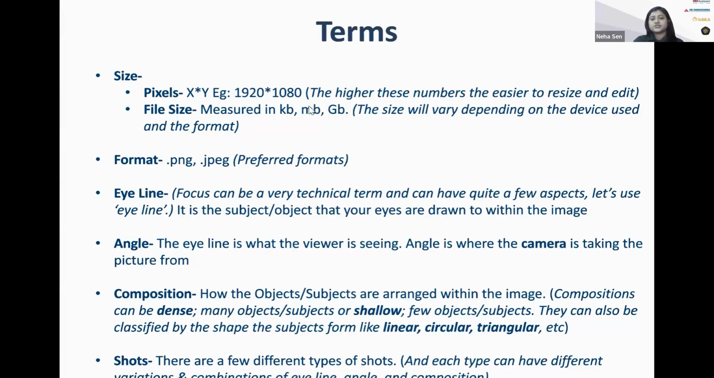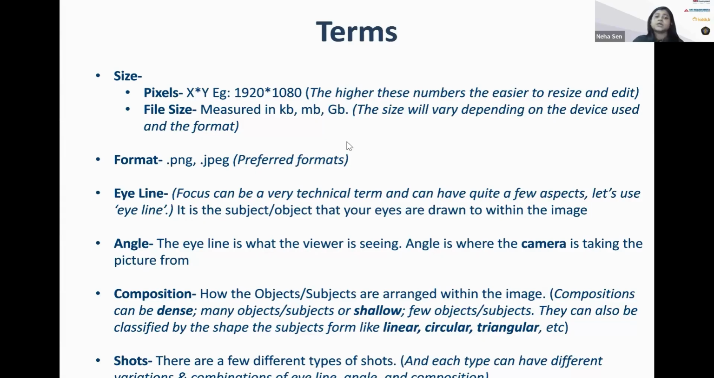The file size, which is measured in KBs, MBs, and GBs, is the size of the file. And it can vary on the device that you've used to capture the image. Like an SLR usually has a higher file size than a camera phone, and a digital camera has a size that's somewhere in between. So try to gauge that. The file size doesn't really cause that many problems in terms of editing, but just for your knowledge.